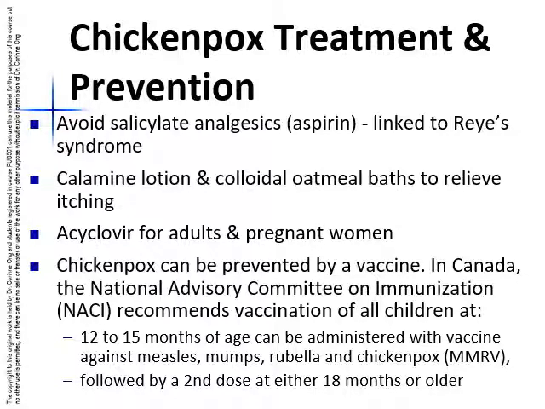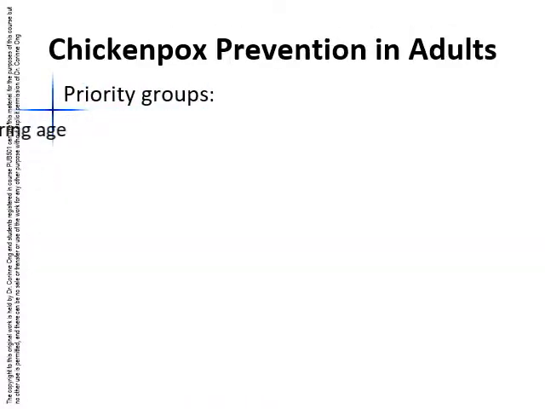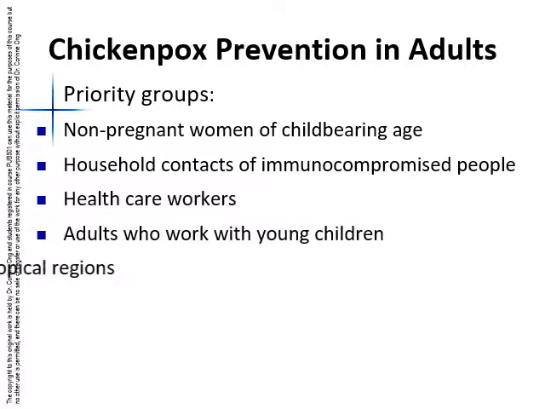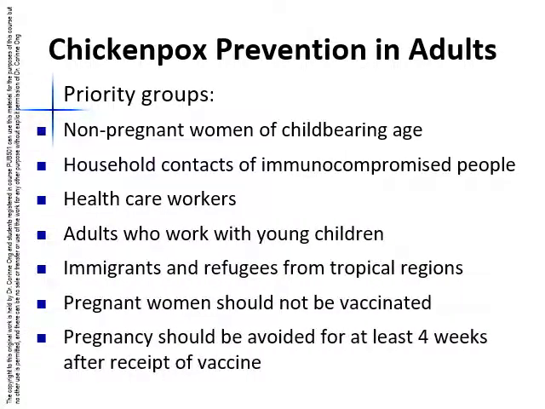In Canada, the National Advisory Committee on Immunization recommends the vaccination of all children at 12 to 15 months of age, followed by a second dose at either 18 months or older. Priority adult groups include non-pregnant women of childbearing age, household contacts of immunocompromised individuals, and high-risk occupational groups, such as healthcare workers and childcare workers.